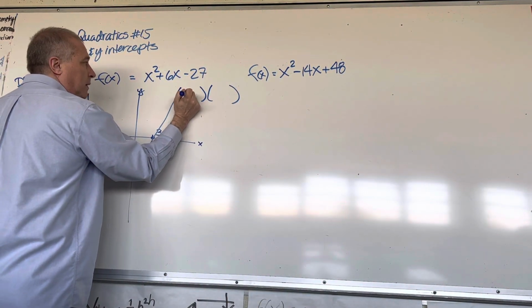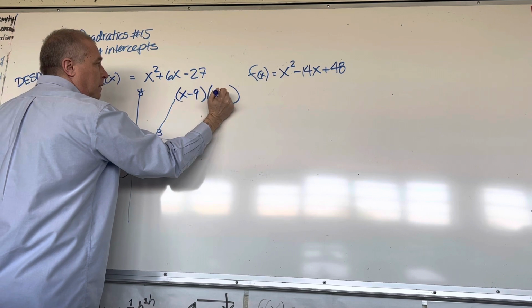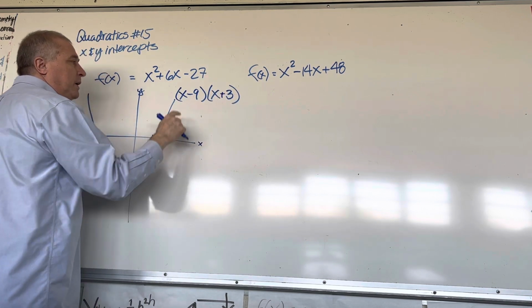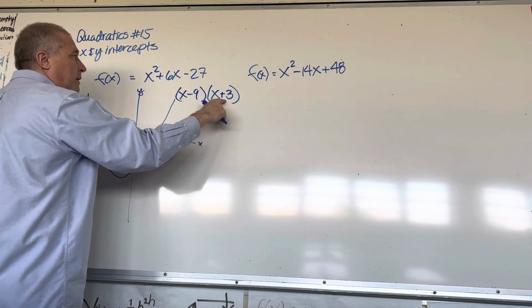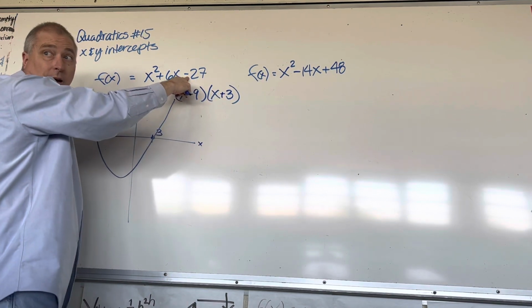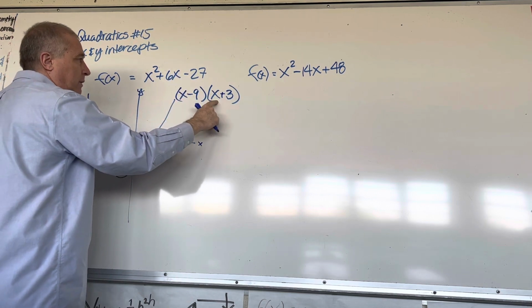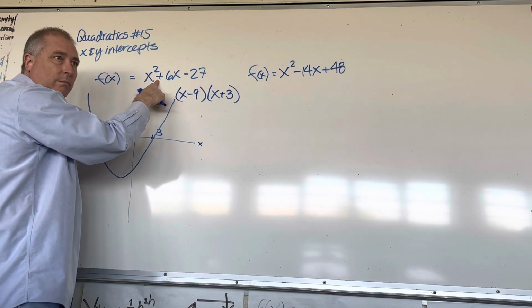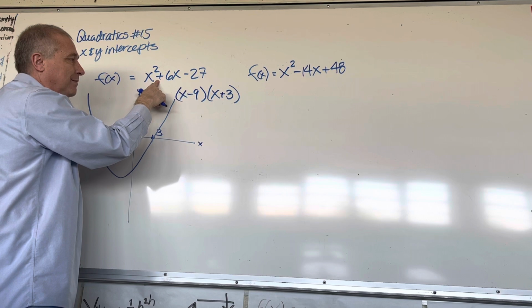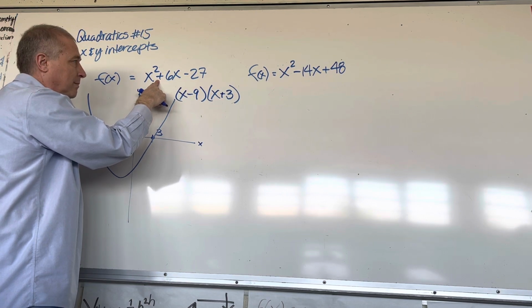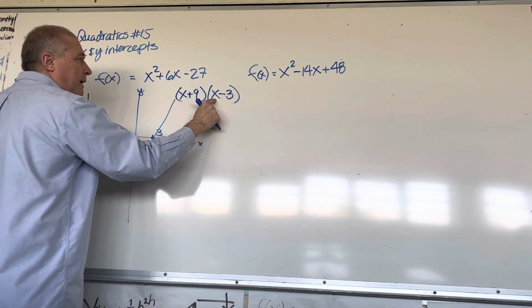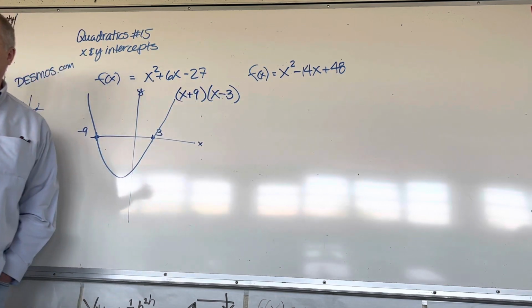-9 and -3. Wait. I'm positive. Because x times x is x squared, -9 times +3 is -27. That's good, that works out, right? And a -9x plus a 3x would produce a -6x. Oh, no. The 3 is going to be negative and the 9 is going to be positive. It's going to stay the same. Now it's a +9x minus a 3x, and it's a +6x.